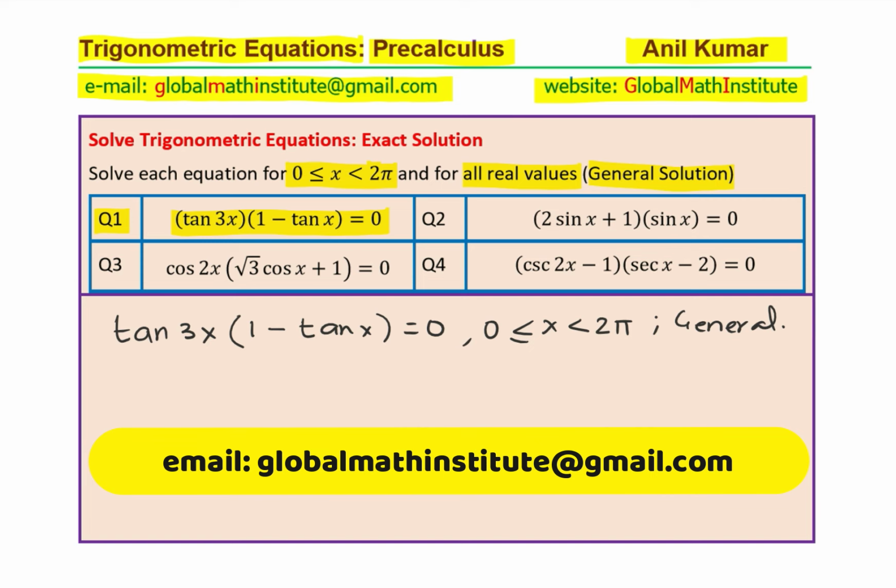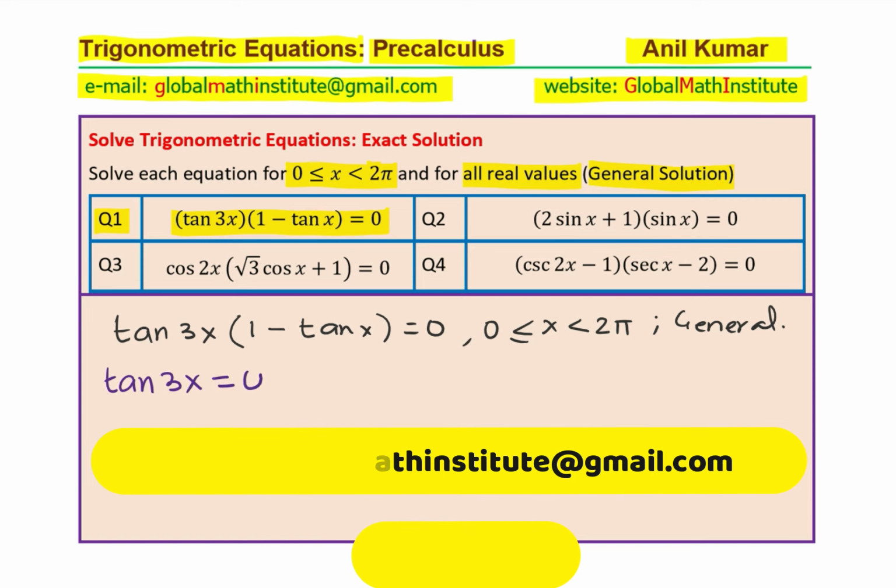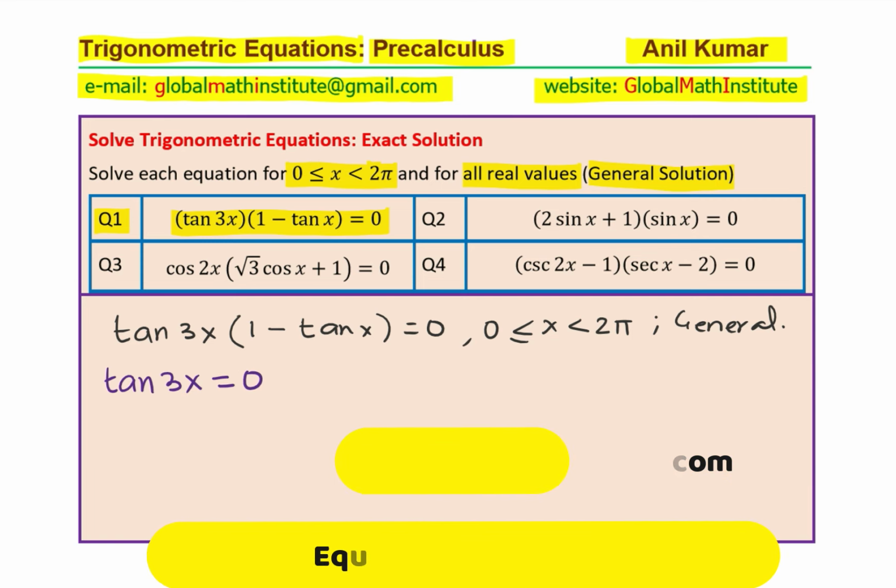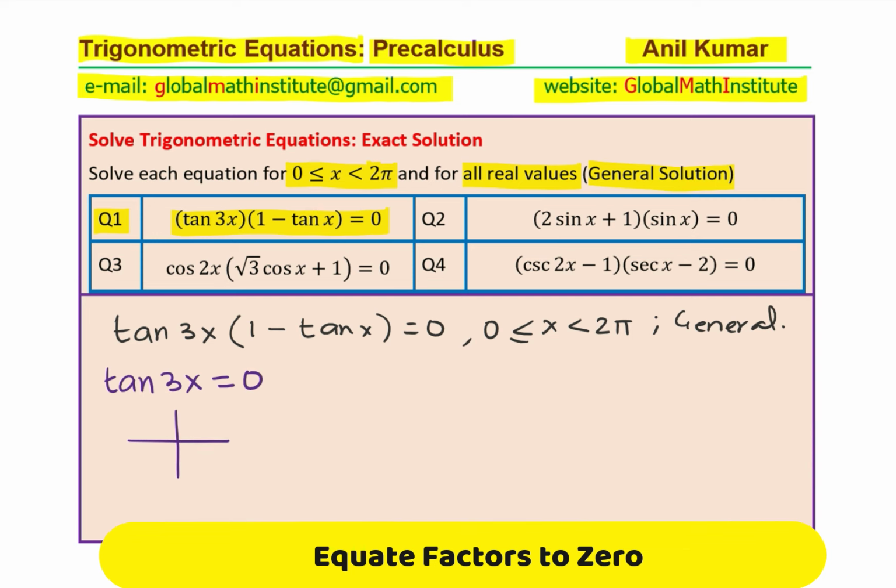Clearly, when you have two factors and we want to multiply them to get 0, it really means that each one of them could be 0. So first let's see what happens when tan 3x is 0. Well, tan 3x is 0 when x is 0, right? And within 0 to 2 pi, we see that tan will be 0 at 0 and also at pi, correct? So these are the 2 points where tan is going to be 0.